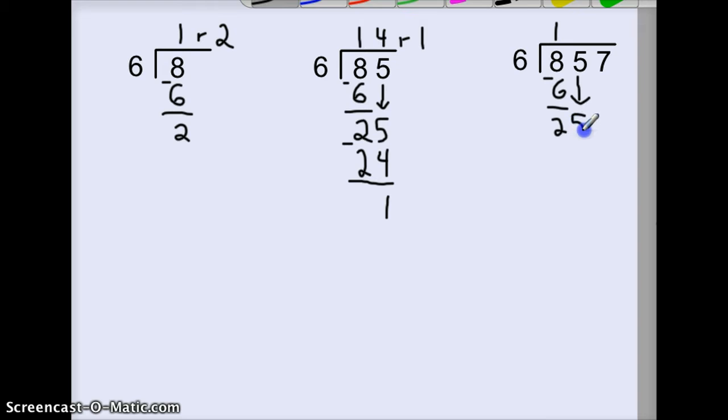I'm going to wait. I'm not bringing down my 7 yet. I'm going to deal with one column at a time. It's really important you do that. You don't want to confuse yourself with bigger numbers. So just keep it simple.